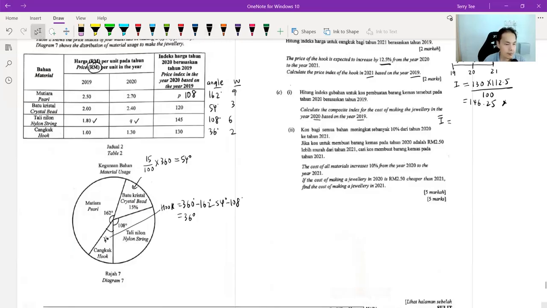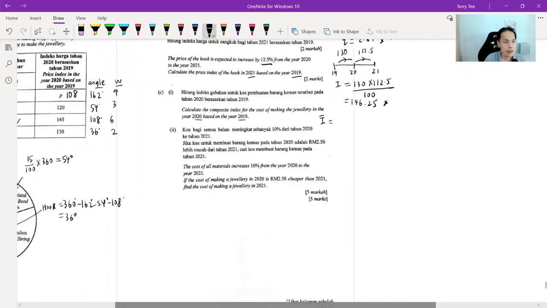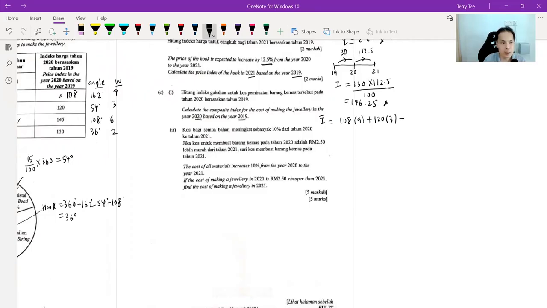Since I have everything I need here, I'm going to take that index and multiply. Index is 108, I multiply weightage 9. Then 120, I multiply by 3. 145, I multiply by 6. 130, I multiply by 2. Divide by my total. My total weightage is 9 plus 3 plus 6 plus 2.